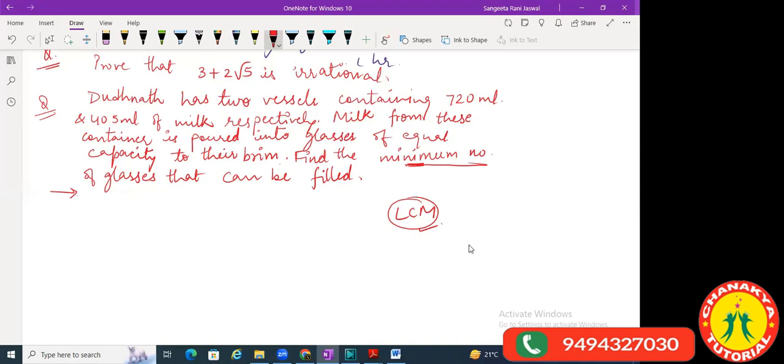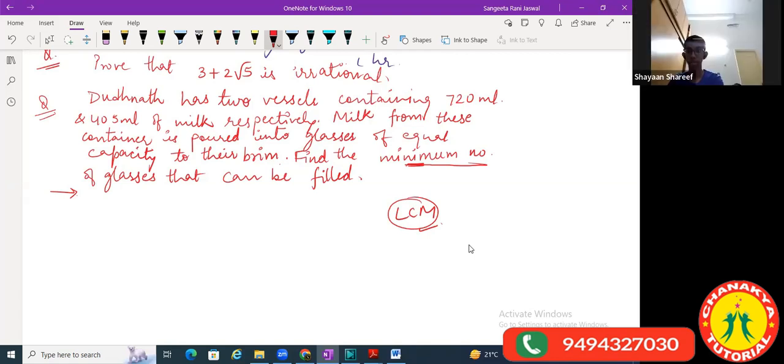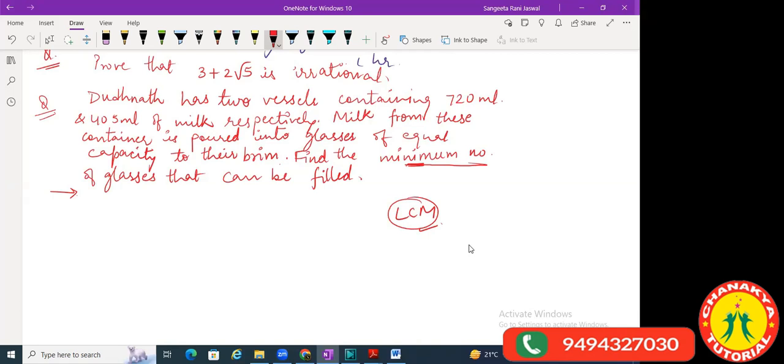That means equal capacity to the brim means no space is left. When you divide something by something, no remainder is left. Are you getting? That completely fills the glasses. And then you have to find the number of glasses. Okay. So what we will do in this case, we are asked to find the HCF, because HCF is that number which will fill the number of glasses exactly.